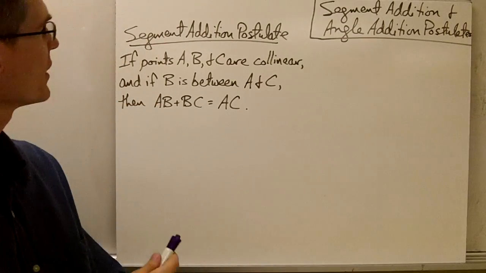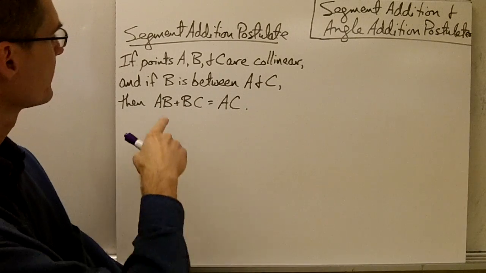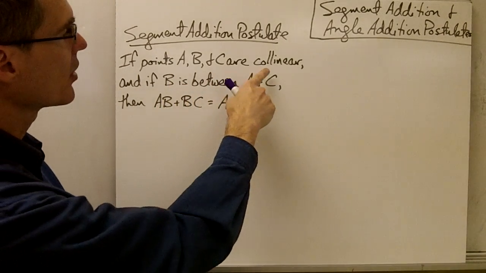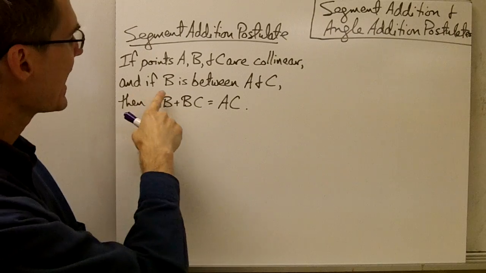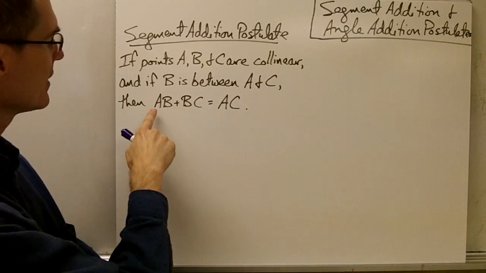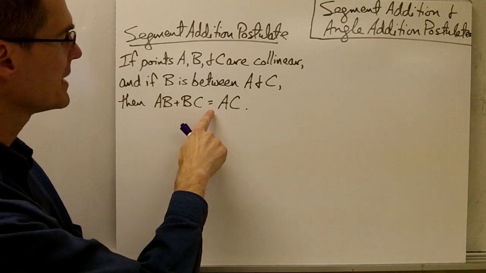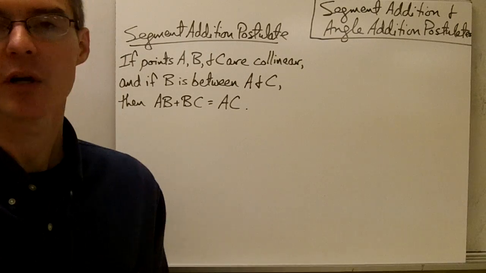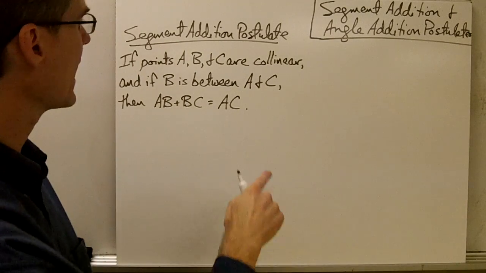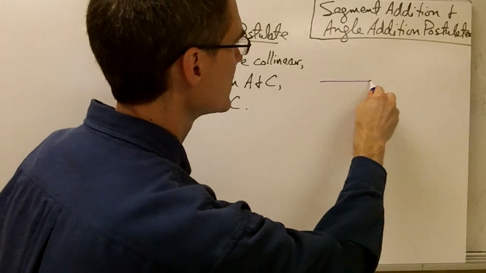So, starting with the segment addition postulate, it just says if points A, B, and C are collinear, and if point B is between points A and C, then the measure of segment AB plus the measure of segment BC is equal to the measure of segment AC. So let's take a look at a picture that illustrates what this postulate is about.